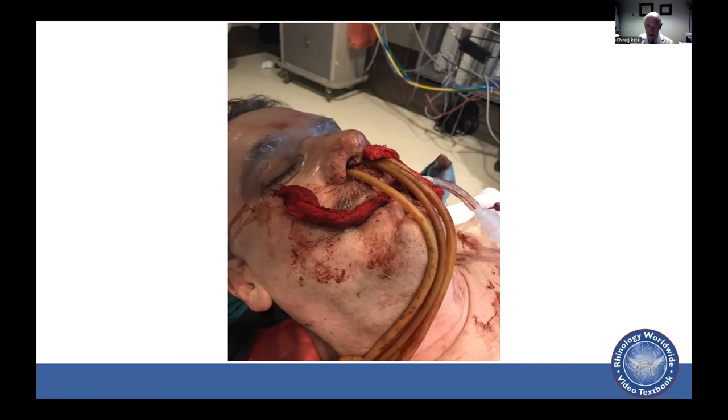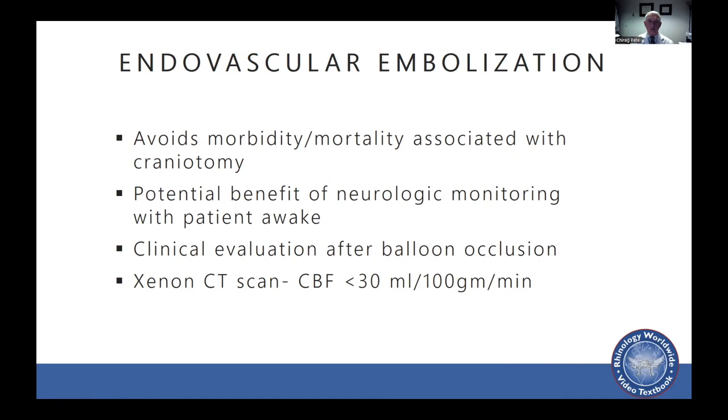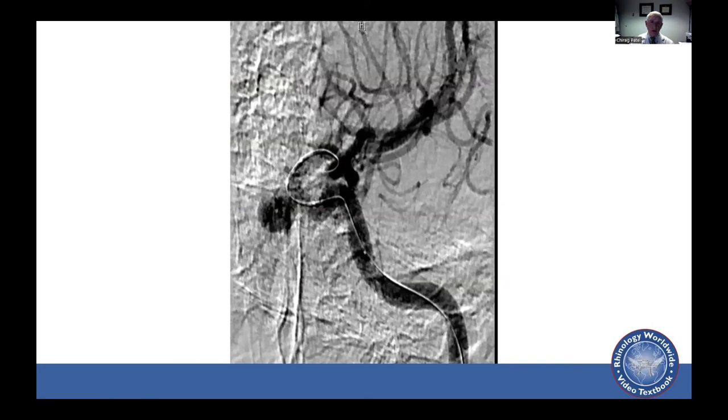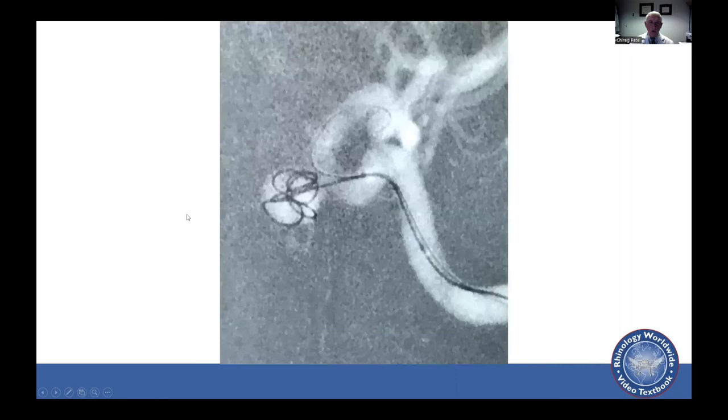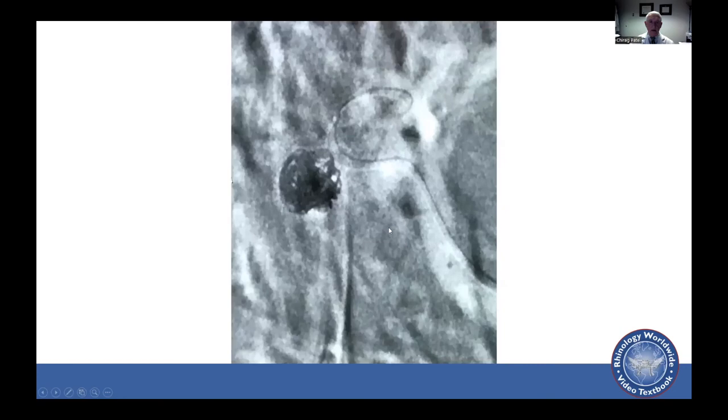He was taken down to the neurosurgical suite for endovascular embolization, which is important because it can avoid morbidity and mortality associated with a craniotomy. A lot of patients avoid neurological injury, the testing is done to make sure there's no problems with cross-circulation. Here you see the evidence of the aneurysm and the attempt to coil it, which was done, and done successfully. And here you see the finished product. And fortunately, this patient woke up, had no neurological problems, actually did very, very well. But it's something to show you what can happen and become problematic.